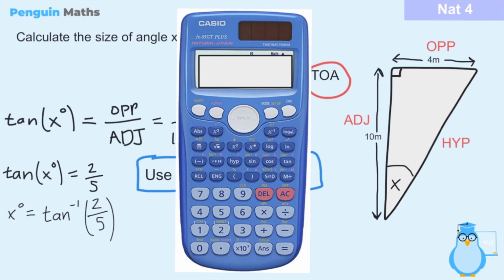And the way that we can use them in the calculator is that we press the shift button up at the top here, and after that we can press any one of the sine, cos or tan buttons. If we press the shift and then that button, that will give us the inverse function needed to solve for an angle.